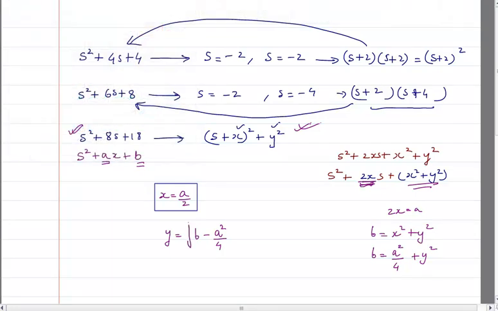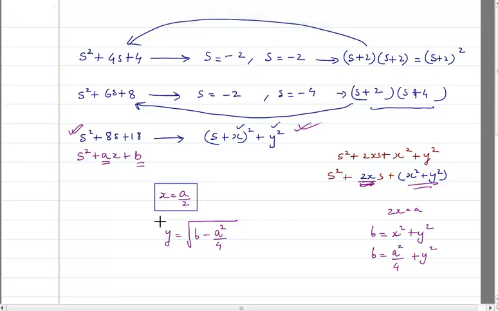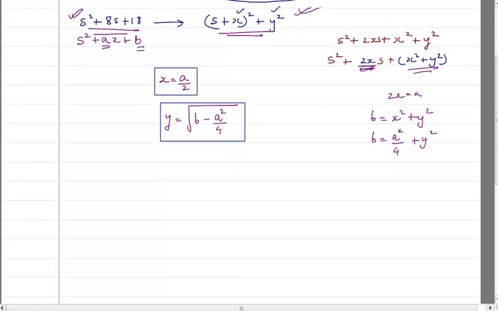The whole under root of b square minus a square by 4. So this you should not forget, because this is the formula we will use for writing something in this form into this form. So now let us take this case itself.